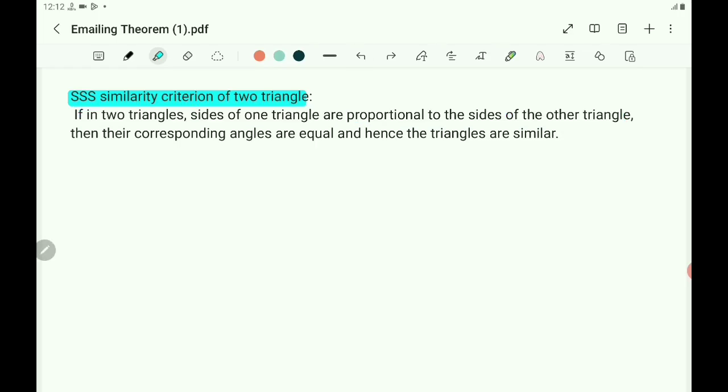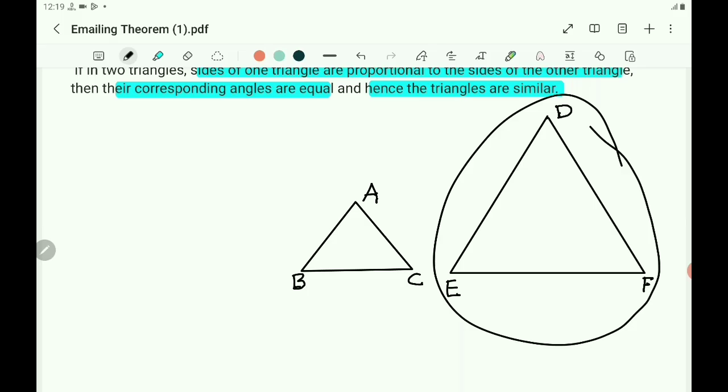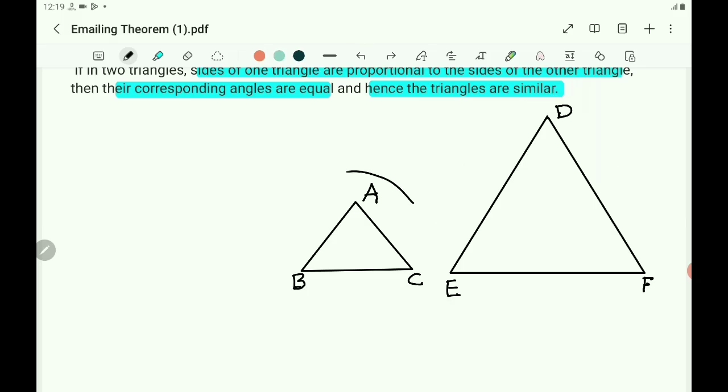Here in two triangles, if sides of one triangle are proportional to the sides of the other triangle, then what? Their corresponding angles are equal and those two triangles are similar. Now to prove this theorem, draw the sketch of two triangles in such a way that their sides are proportional. Children, draw the sketch of two triangles ABC and DEF in such a way that their corresponding sides are proportional. Sides of triangle ABC are proportional to the sides of triangle DEF.